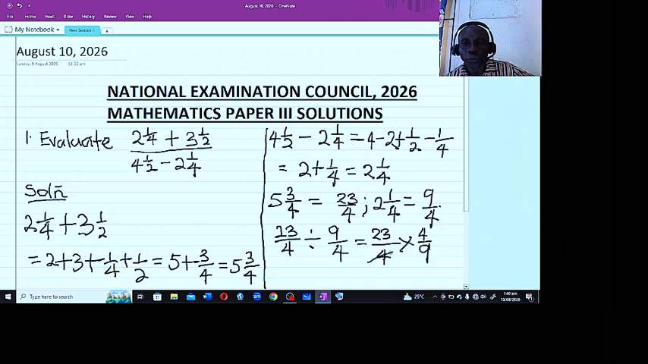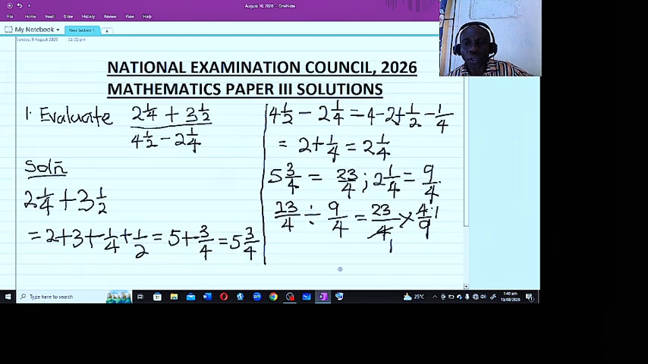Okay, so 4 here will divide itself, 1. 4 here will divide itself, 1. We are left with 23 over 9. That's the fraction we are going to have. So here we can now have that this equals 23 over 9. That's what we have.